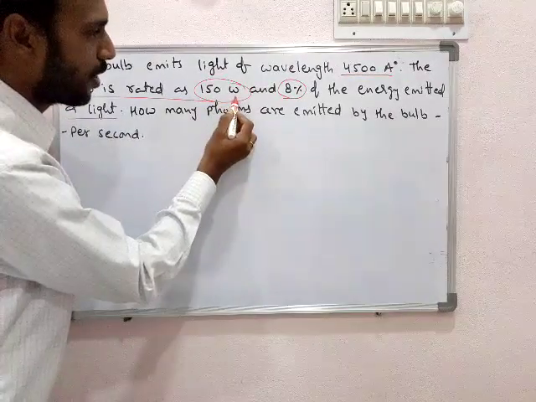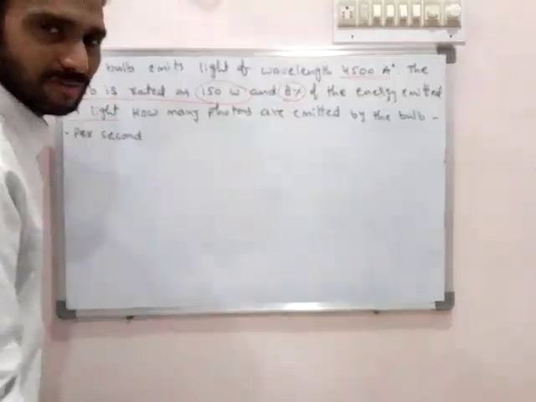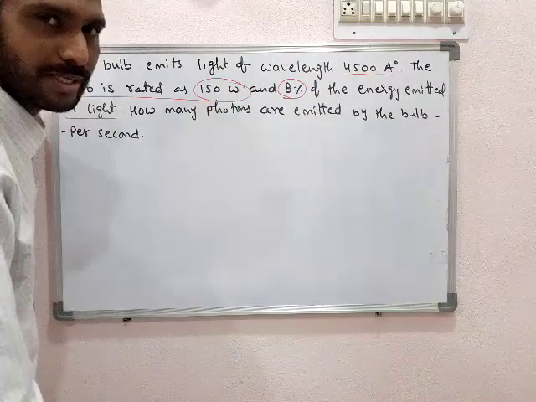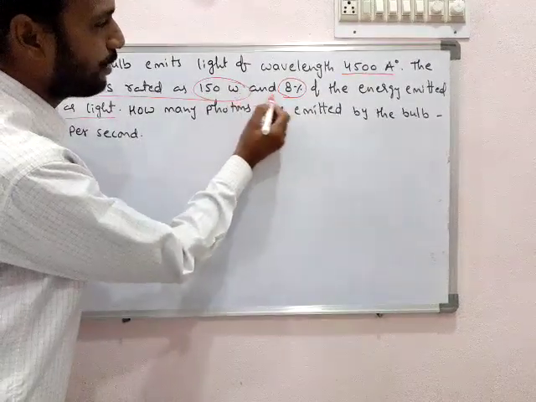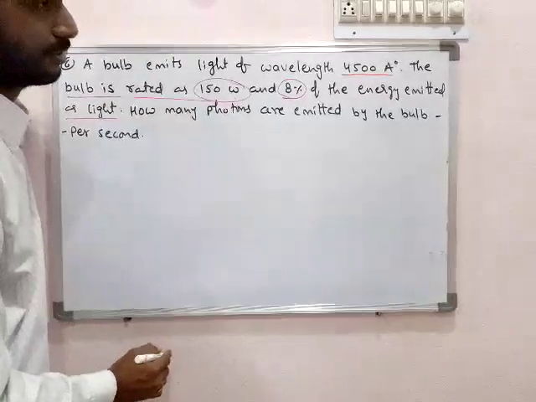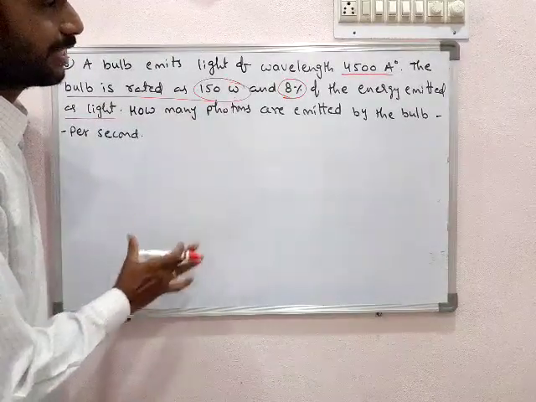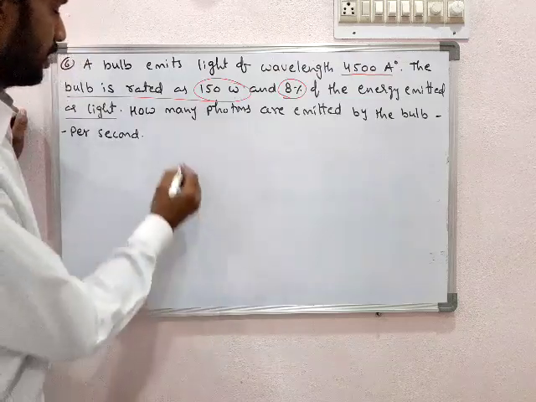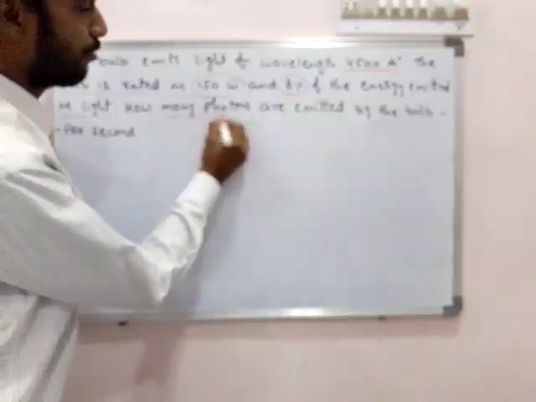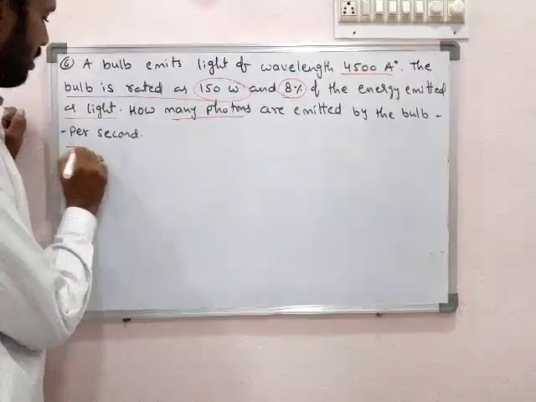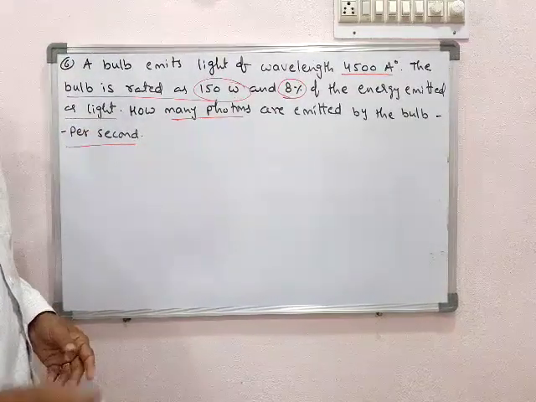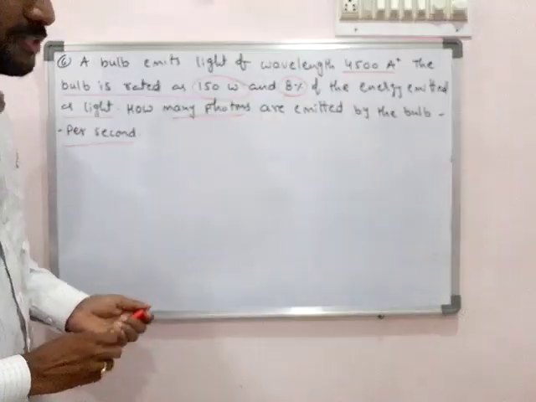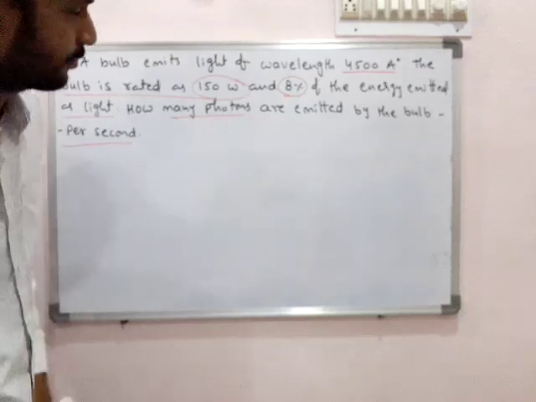So 150 watts generally means 150 joules of energy released in 1 second, but it works only 8%. Its efficiency is just 8%, it is not 100% pure. So we need to find the number of photons released in 1 second. In 1 second of time, how many photons will be released, we need to find out.